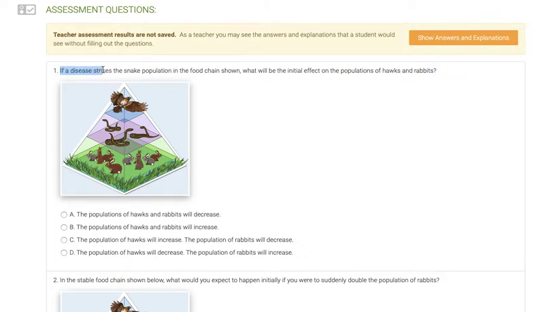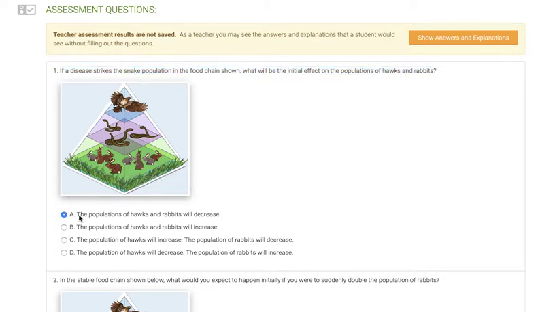If a disease strikes the snake population in the food chain shown, what will the initial effect be on the populations of hawks and rabbits? So what will the effects be if the snakes are diseased? What will happen to the hawks as well as the rabbits?